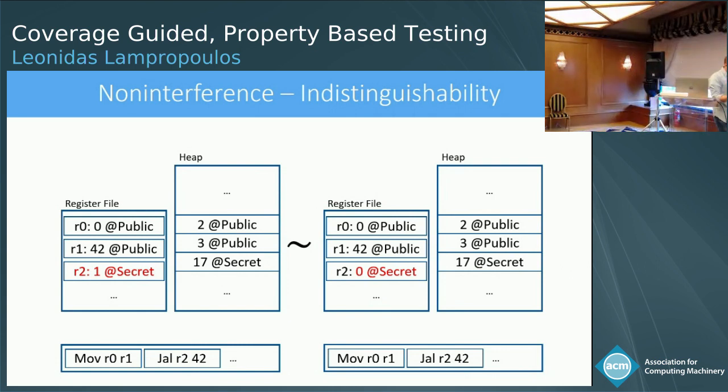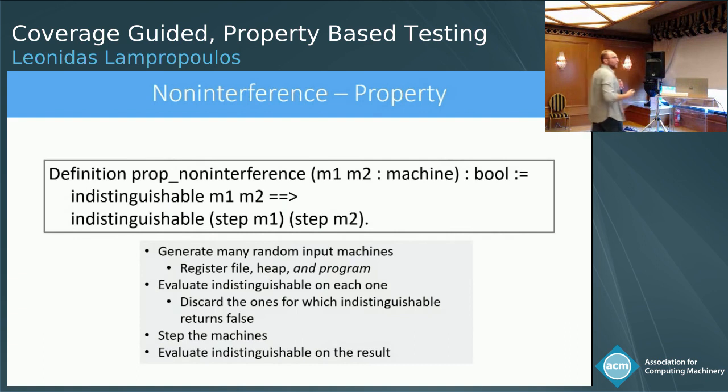Now, the idea behind noninterference, which is the property we care about in information flow control, is that if you start with these indistinguishable machines that only differ in high data and you let them run for a bit, then you stay indistinguishable. So someone that doesn't have access to the secret data cannot observe any changes in the public locations of the machines eventually. In terms of a QuickCheck property, that gives rise to this thing. We start with two machines, M1 and M2, that are indistinguishable, and we let them both take a step. Those should still remain indistinguishable.